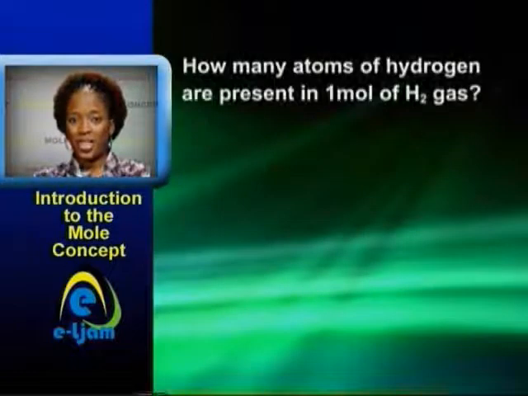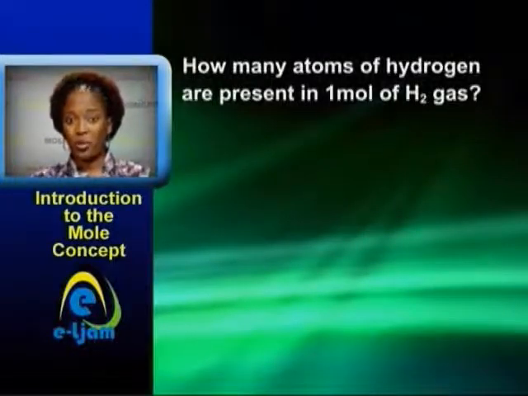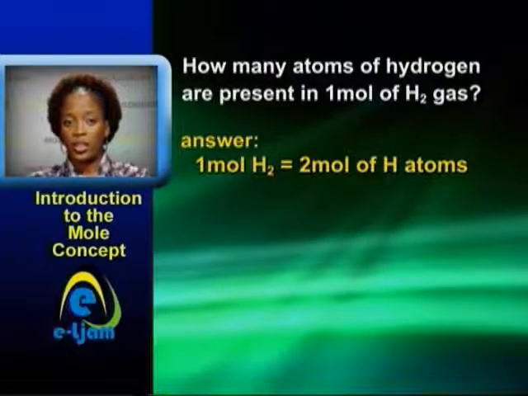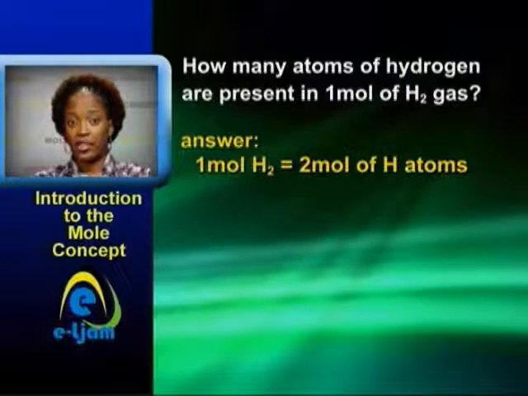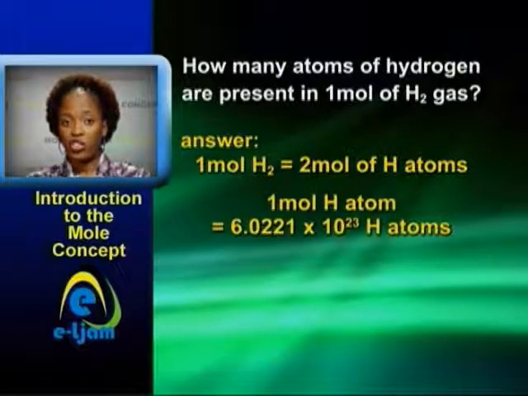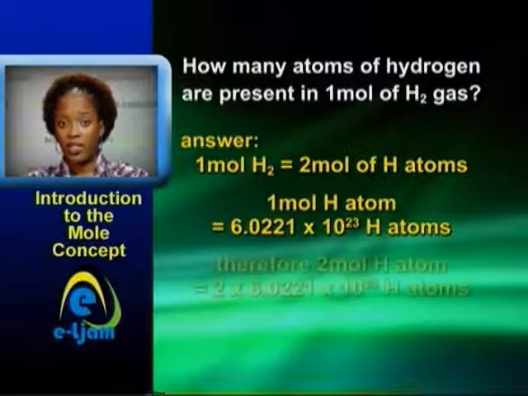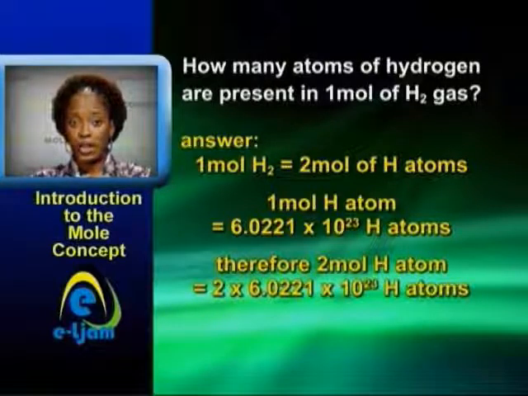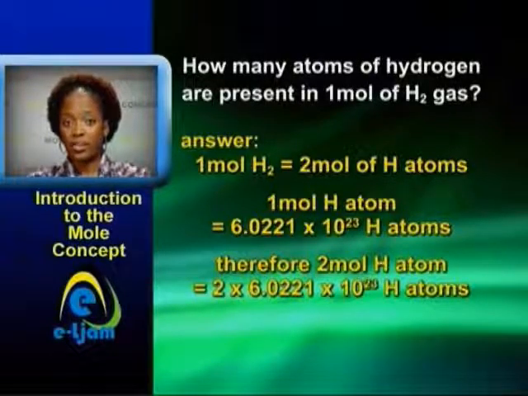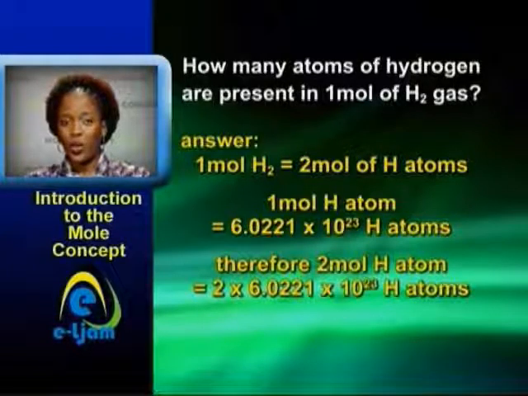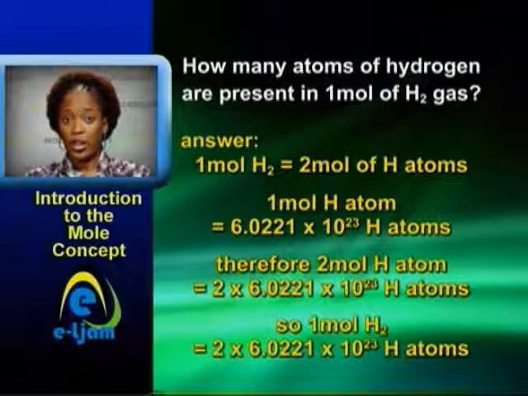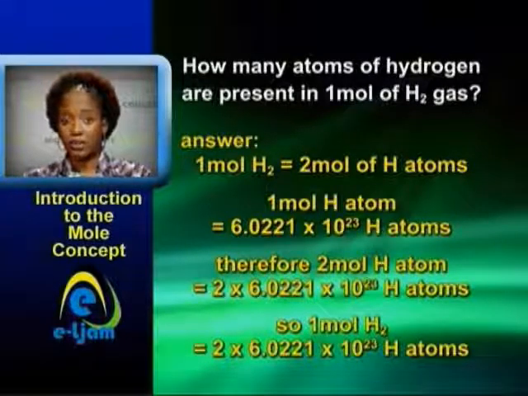Examples: how many atoms of hydrogen are present in 1 mole of H2 gas? 1 mole of H2 equals 2 moles of hydrogen atoms. 1 mole of hydrogen atoms equals Avogadro's number of hydrogen atoms. Therefore, 2 moles of hydrogen atoms equals 2 times Avogadro's number of hydrogen atoms. So, 1 mole of H2 is equal to 2 times Avogadro's number of hydrogen atoms.